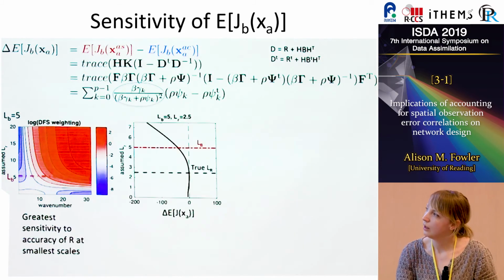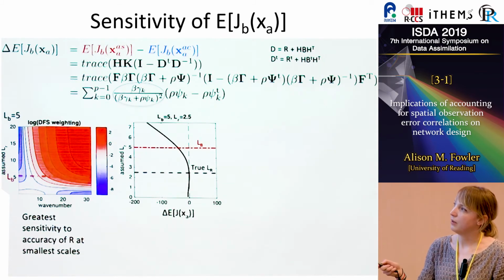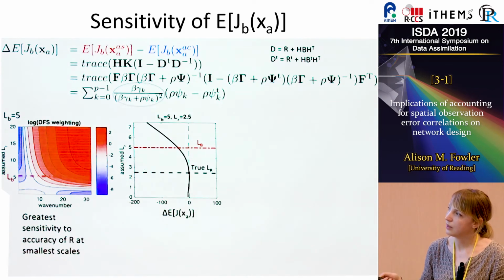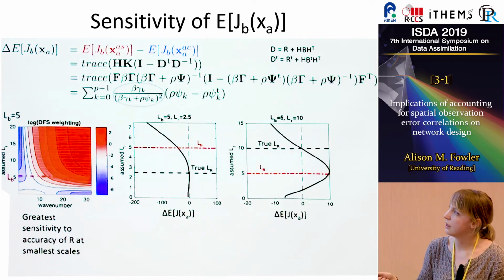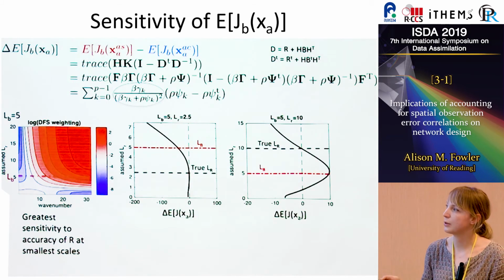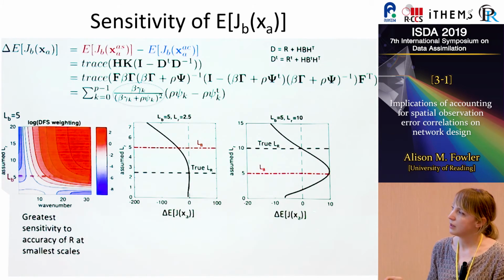So what we see is that if we look at this full term as a function of the assumed length scales in our R matrix, in this case, the true length scales in my R matrix are less than in my B matrix. And this is the case when the true length scales in my R matrix are greater than in my B matrix. And ideally, we want this term to be 0.